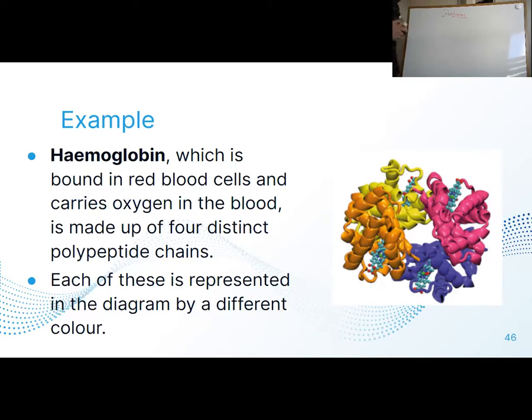If there's more than 1, we go to the quaternary. If there's only 1 subunit or peptide chain, then it doesn't go past the tertiary stage. It's only 1. Anything above 1 goes to quaternary.